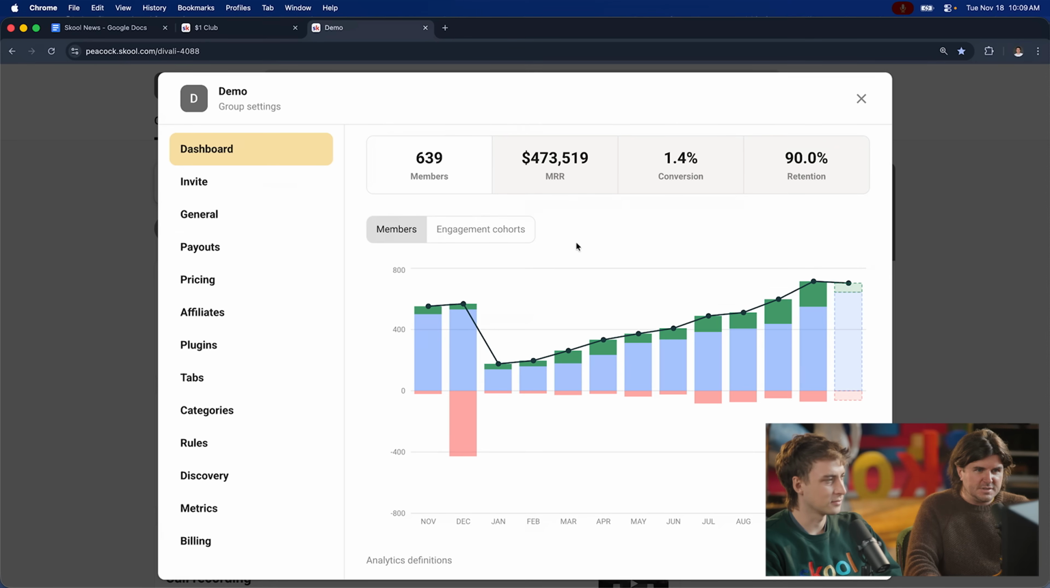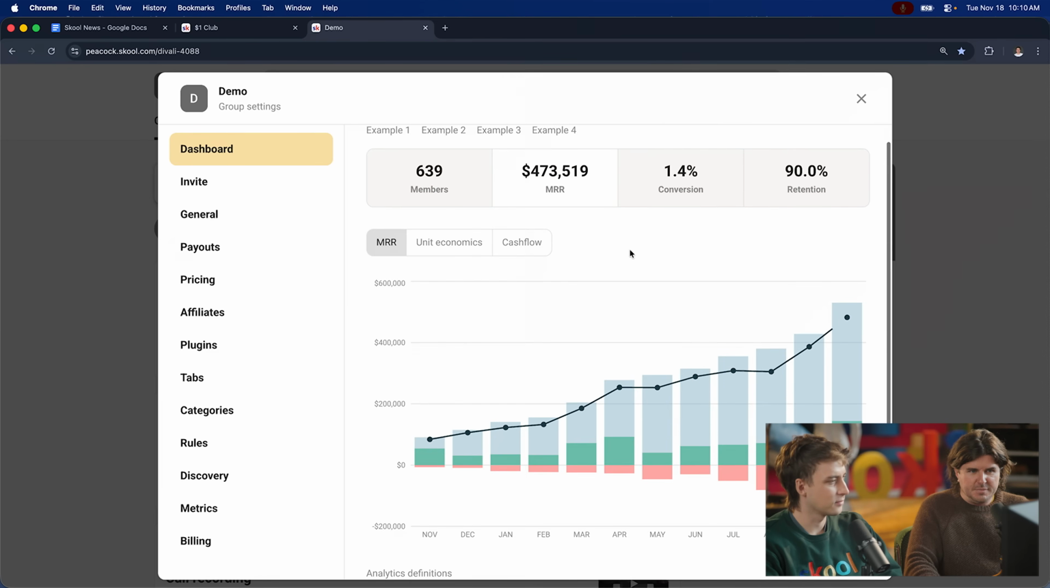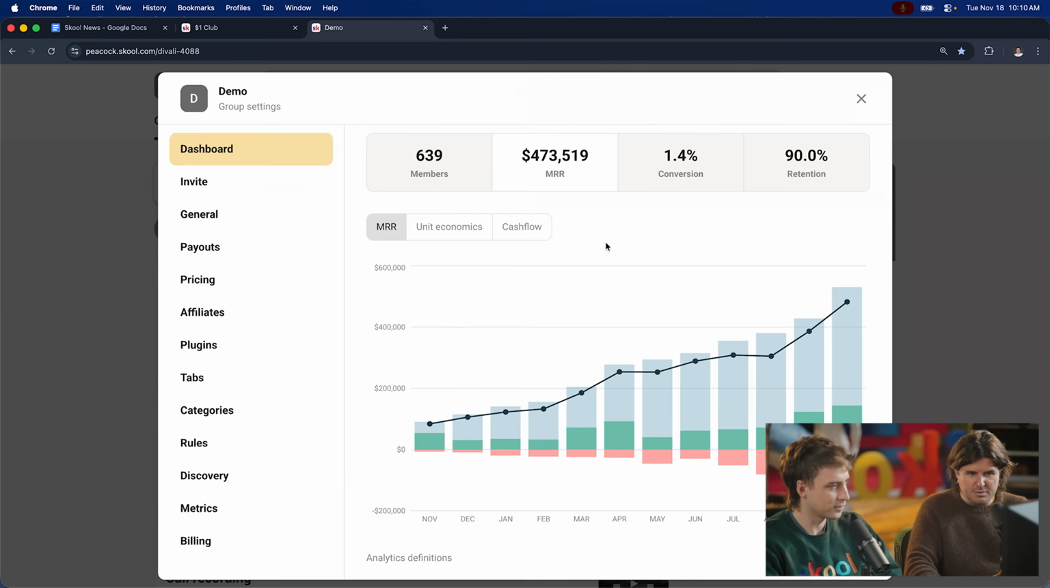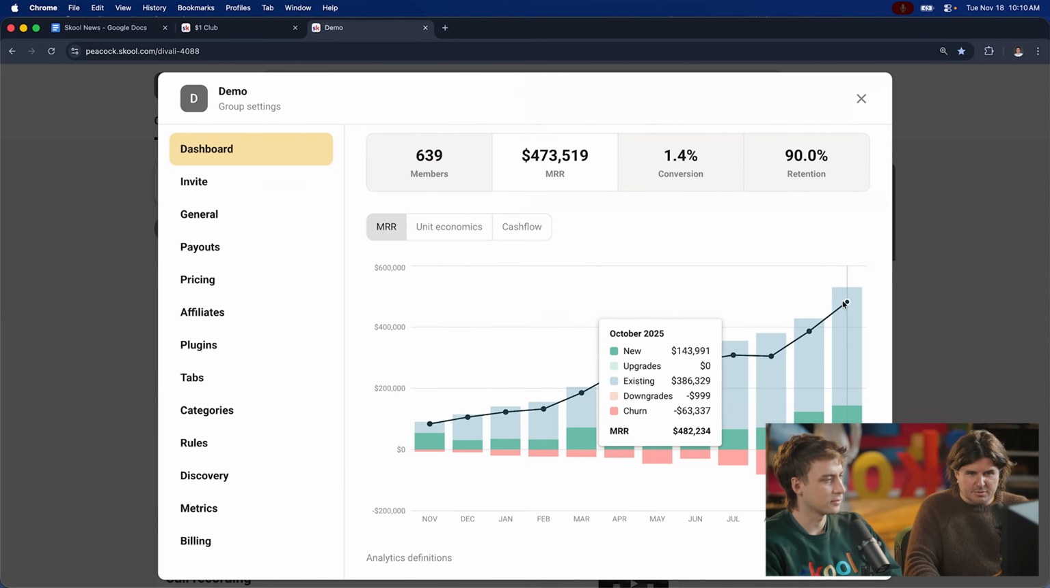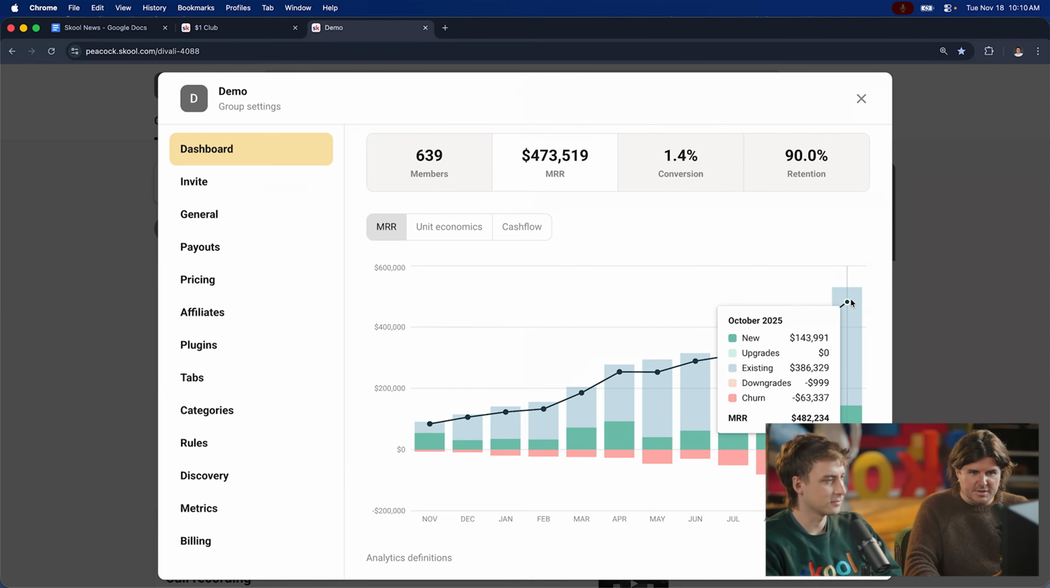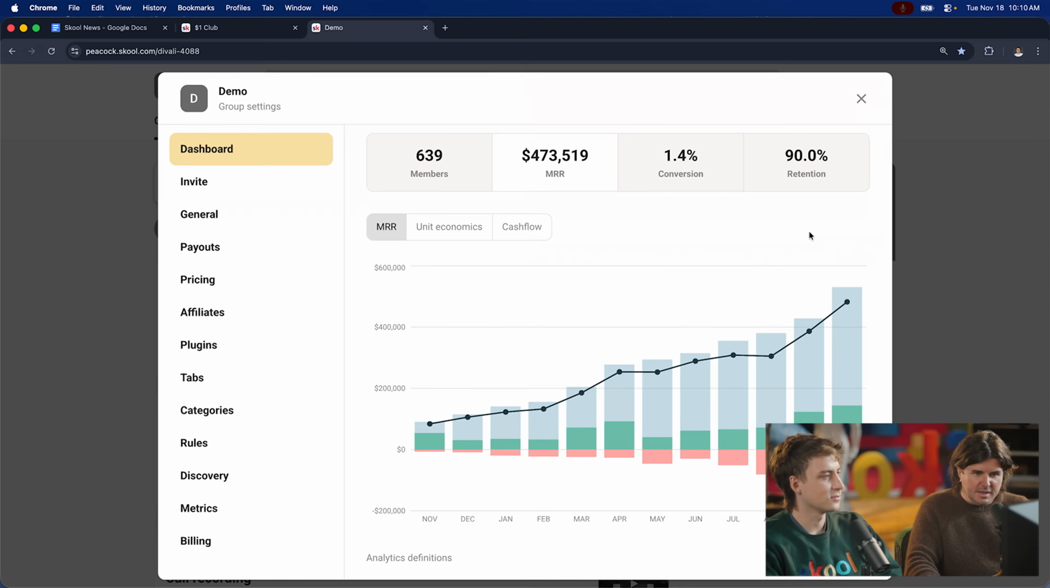So here you can see members over time, right? It's going up. And you tend to see there's more green than there is red. So that means more people are joining than leaving, right? So it's going up. Then if we look at the MRR, the same is basically true. So MRR is going up. These are some very nice MRR numbers. And look at the green versus the red, right? So it's going up.